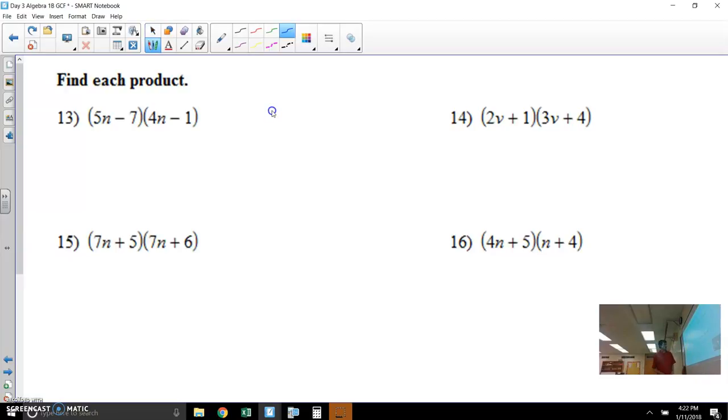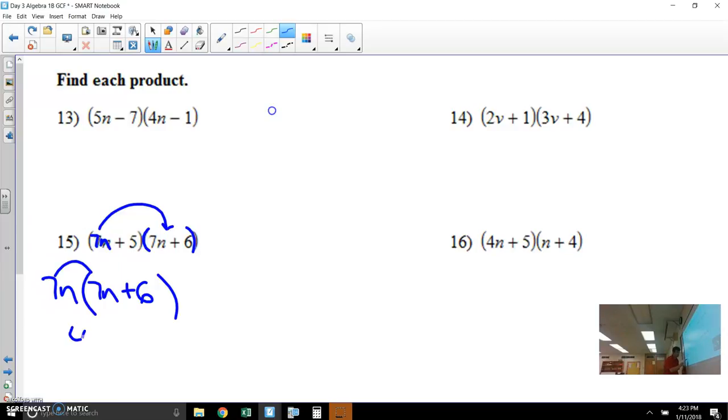So there we go. If I was showing you the distribution concept, I need to take this 7n and multiply it to the 7n plus 6, just like distribution. When I do that, 7 times 7 is 49n squared. Watch your squared. That's where I see a lot of mistakes. 7n times 6 is 42n. So I've distributed 7n through that second parentheses.